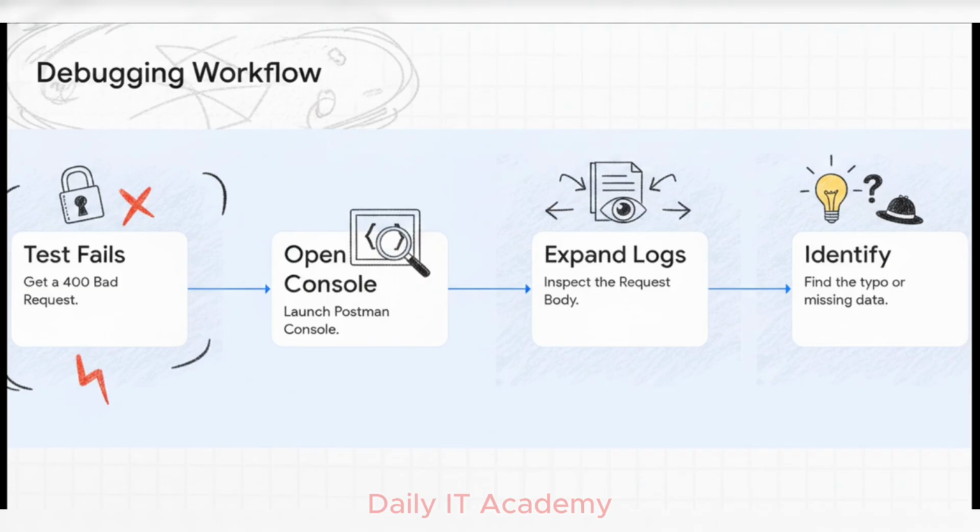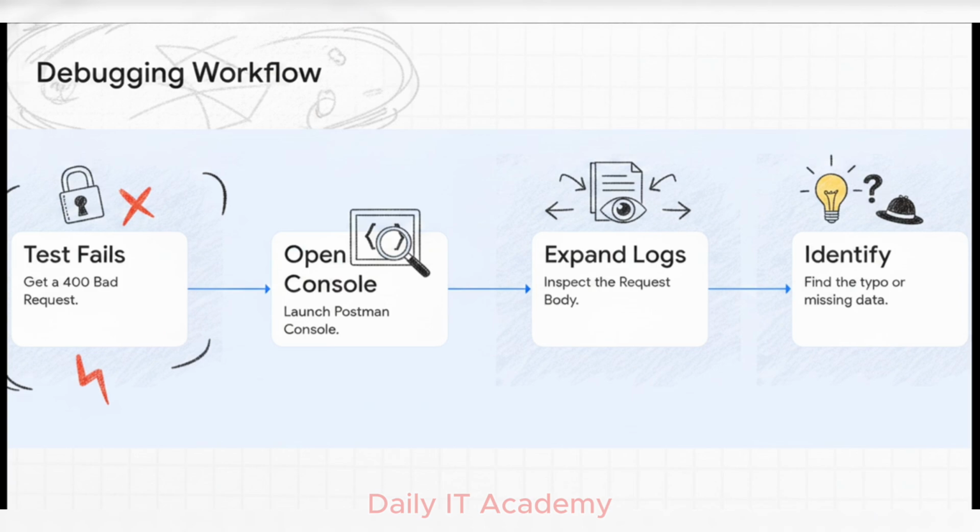So whenever you find yourself stuck, just follow this simple recovery process. Step 1, note the failure. Step 2, open up that Postman console. Step 3, expand the specific request body and response logs. And Step 4, hunt down the missing data or typo. Practicing this exact workflow makes you a troubleshooting detective, and it ensures you are truly job-ready when facing real broken APIs in the wild.